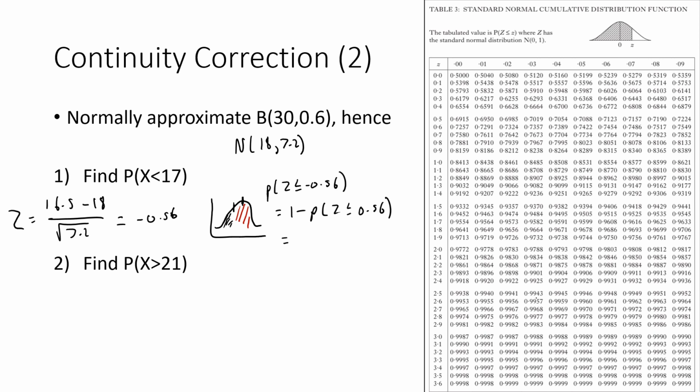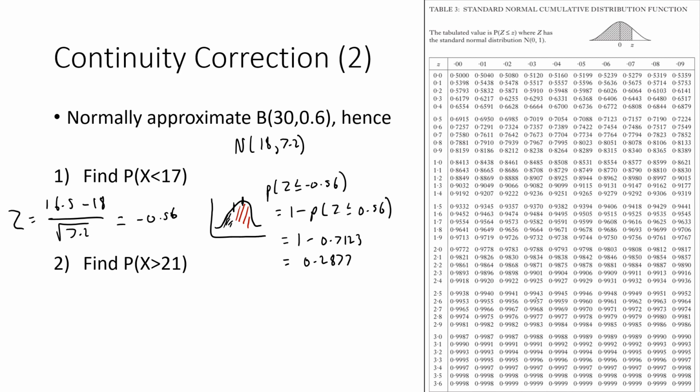Which gives me 1 minus, and then we look at the table, 0.56. That will give us 0.7123, which is right here, 0.7123, and that gives us 0.2877. Next question: find the probability of x being greater than 21.